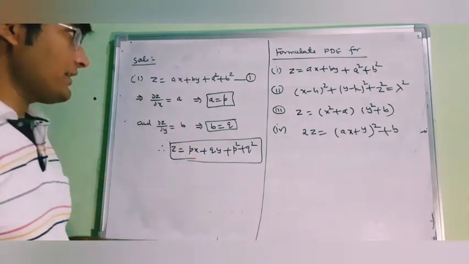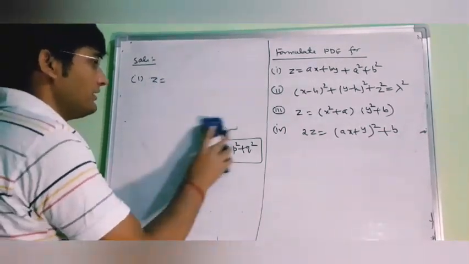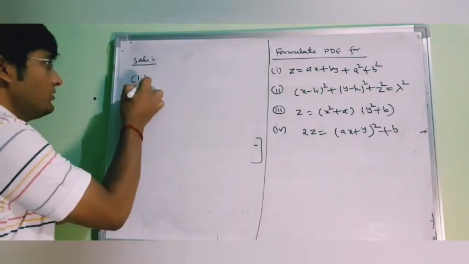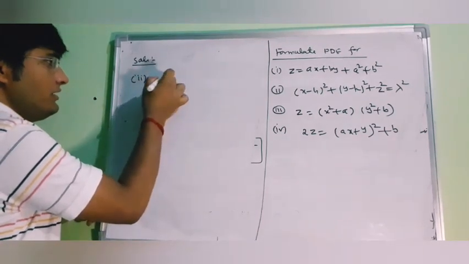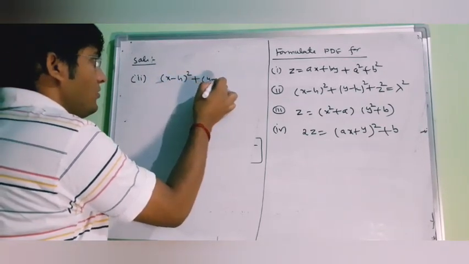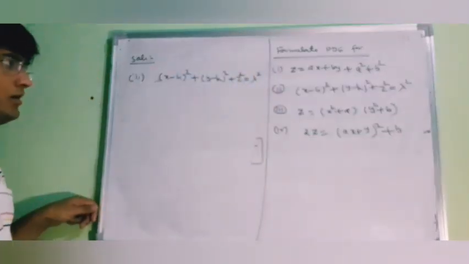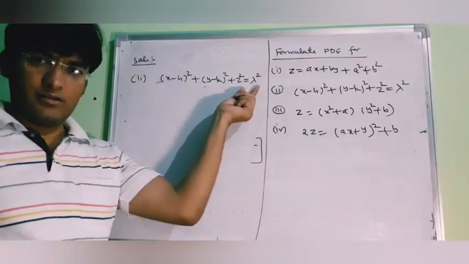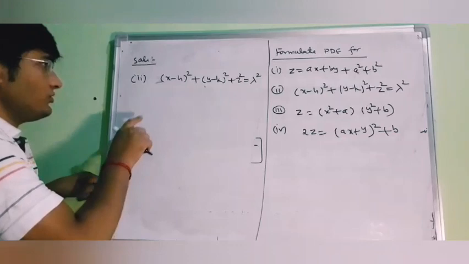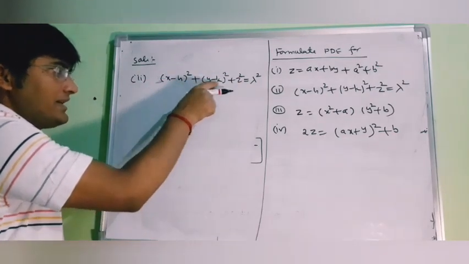Now the solution of the second part. This is your first part. Then let us solve the second part. In the second part we have (x minus h) whole square plus (y minus k) whole square plus z square equal to lambda square. Here lambda is your radius, so it will vary, and h and k are constants. So here we will have to eliminate h and k.